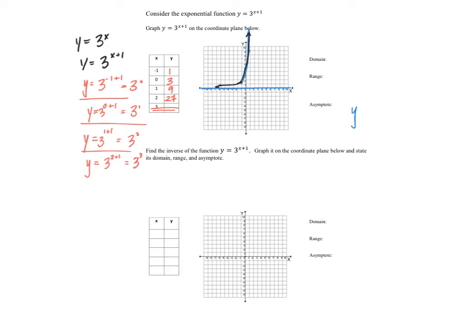So y equals 0. Domain, negative infinity to positive infinity. Range, everything larger than 0.